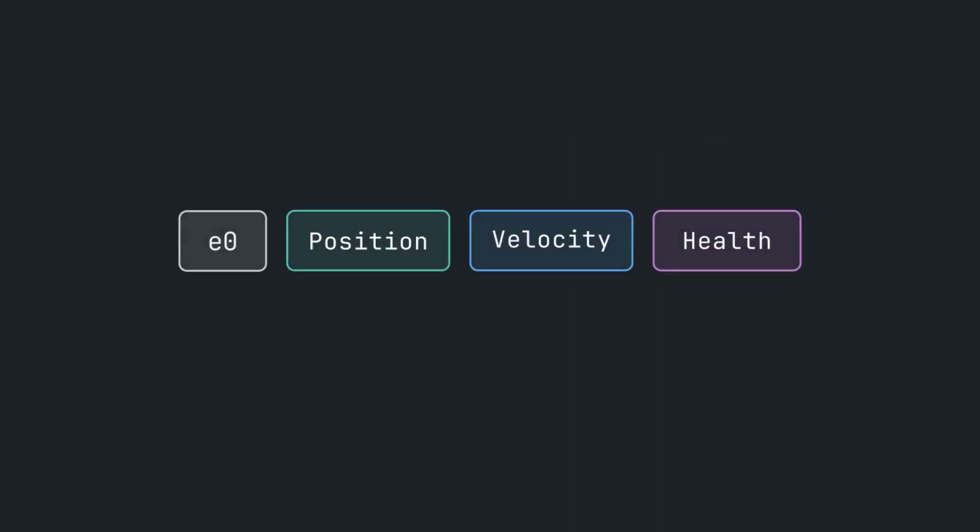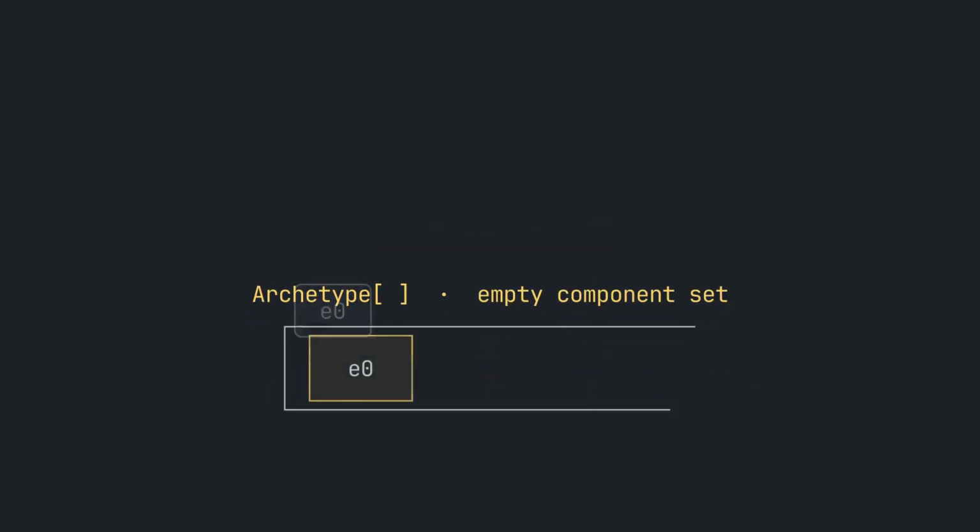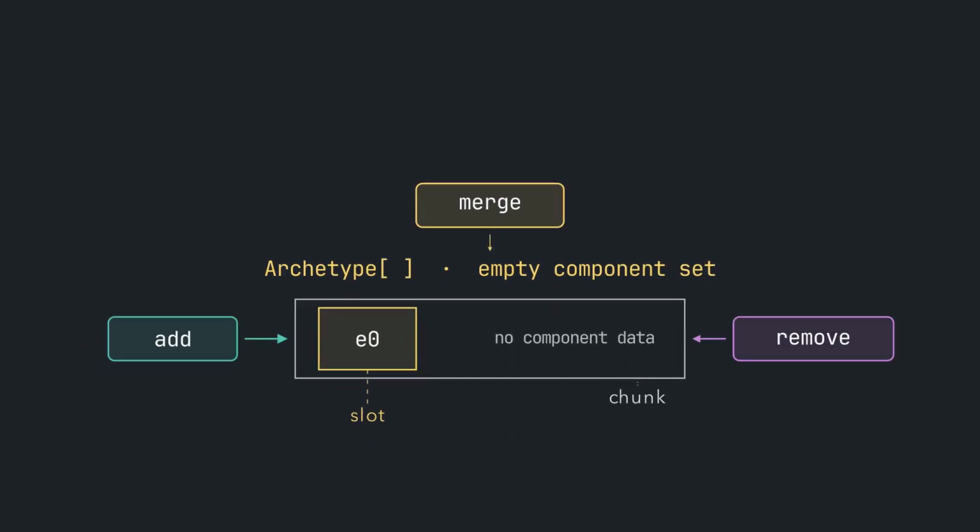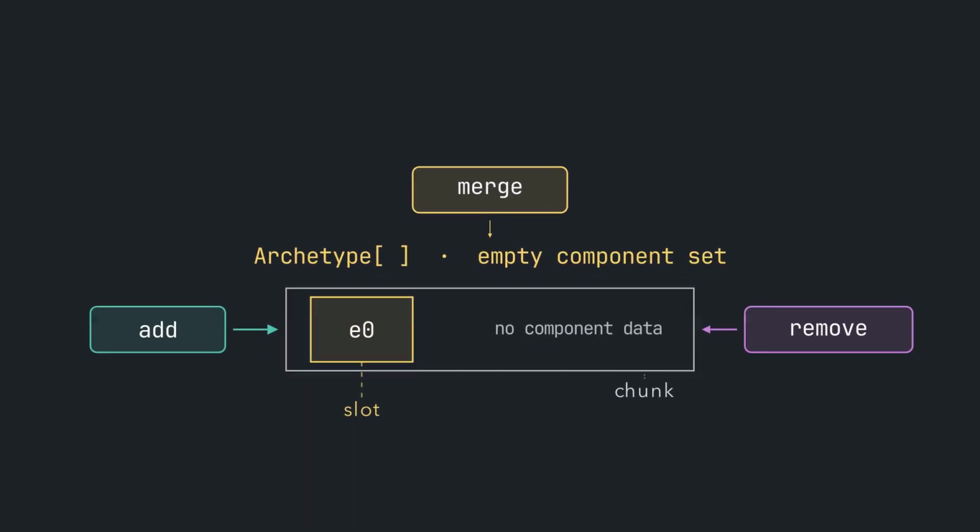There's one case worth calling out specifically. What happens when you remove every single component an entity has? You'd think that entity falls out of the system entirely, but it doesn't. It lands in an archetype defined by an empty component set. And in this codebase, an archetype with 0 components is still a fully valid archetype. It has a chunk, it has a slot, the entity still exists, it just doesn't carry any data yet. That one detail is what lets add, merge, and remove all stay the same 3 operations, no special case required, all the way down to an entity with nothing on it at all.